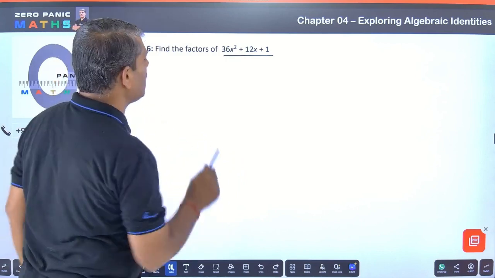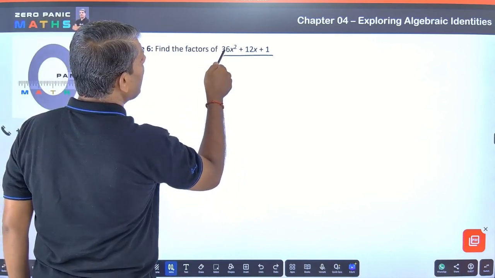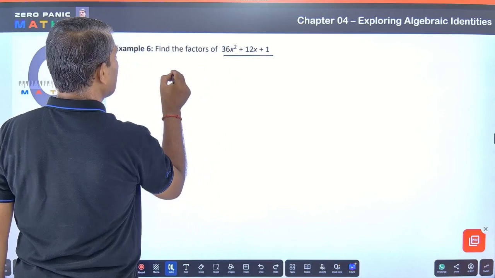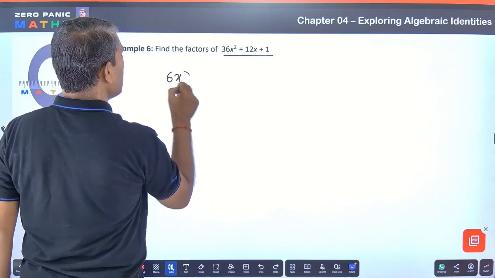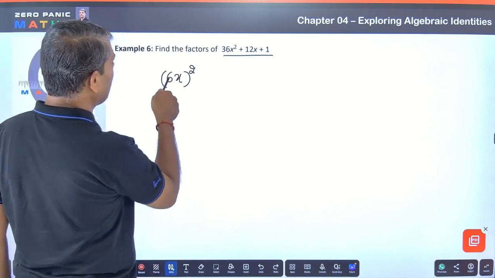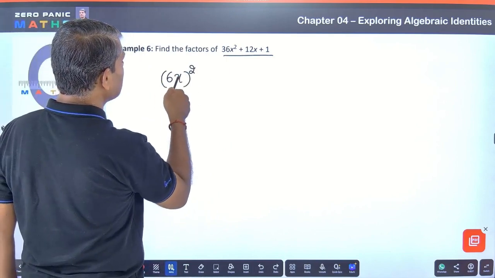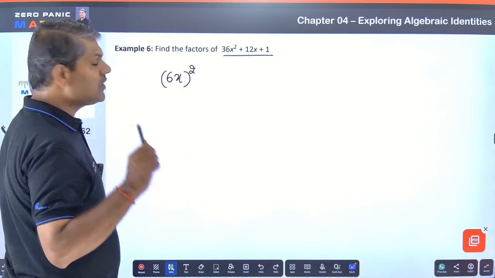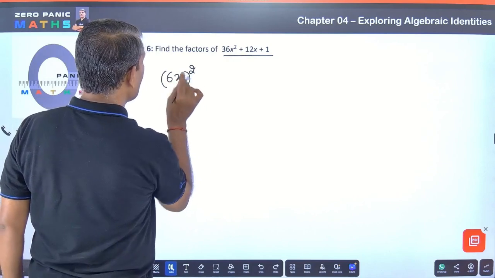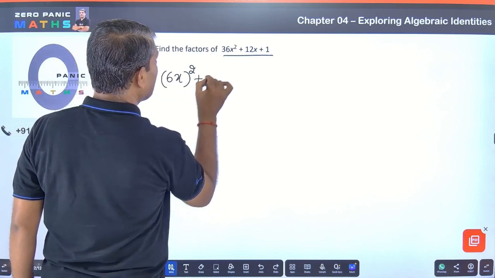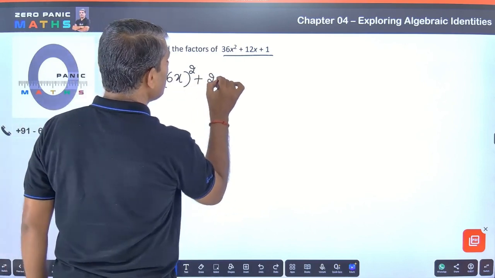Okay, listen to me carefully here. See, how do I write 36x square? 36x square, I write it as 6x whole square. You see that? 6x whole square, 6 square is 36 and x square is x square. You understood this? So that I can easily get the value of a here, so that I can write the next term 2 into a.